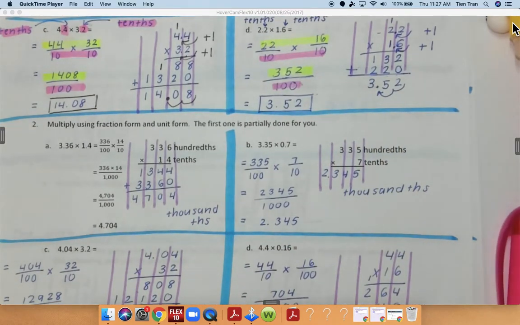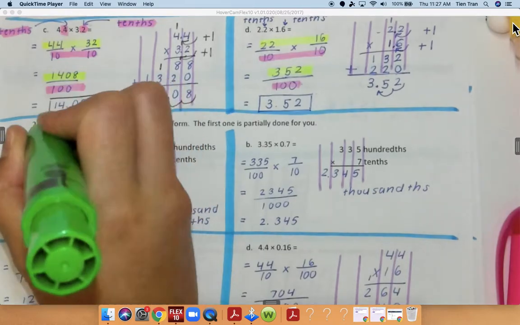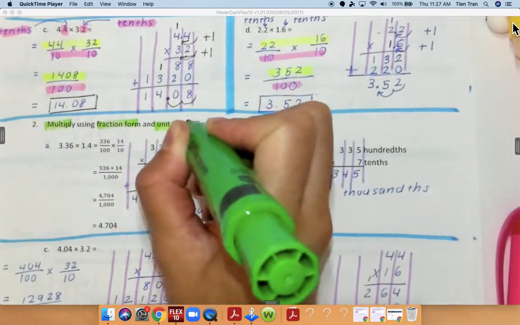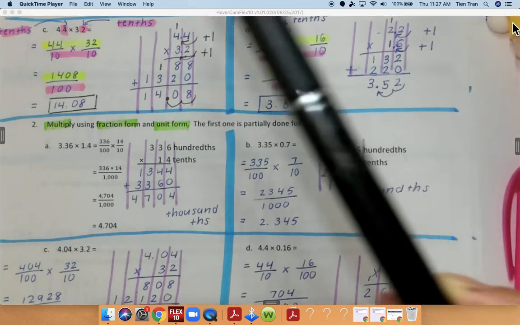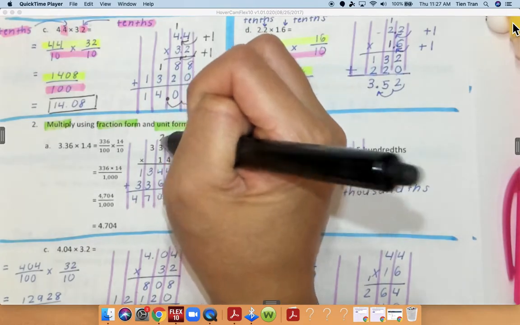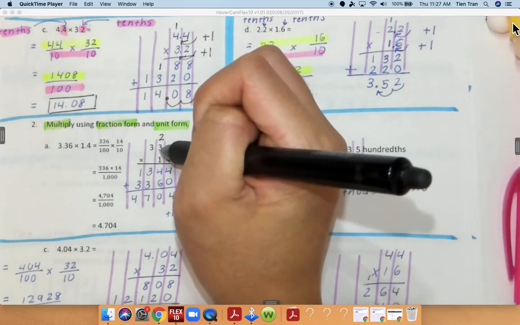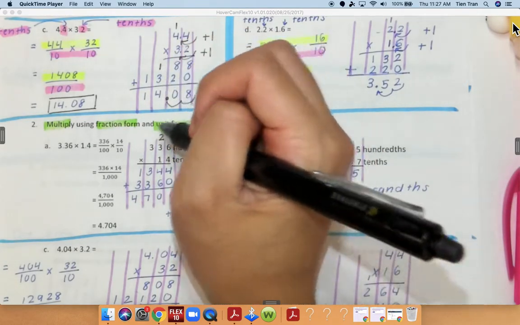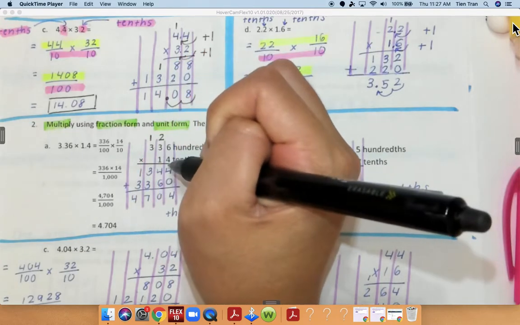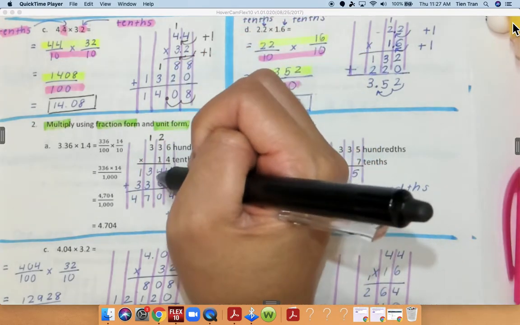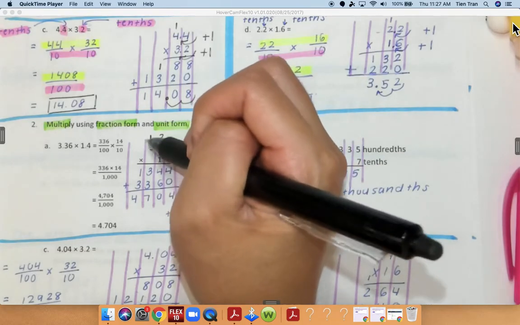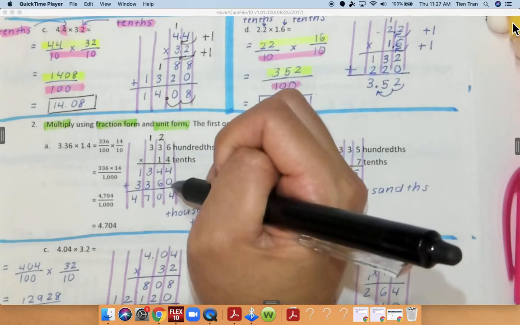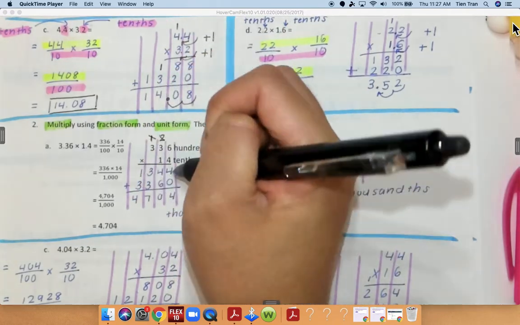Number 2 says here that you need to multiply using fraction form and unit form. So you're doing the same thing. The first one is partially done for you as an example. So we have 6 times 4 is equal to 24. 4 times 3 is 12, plus 2 is 14. 14. Don't forget to bring down your 4. 4 times 3 is 12, plus 1 is 13. Bring down your 0 because now you're multiplying in your tens place.